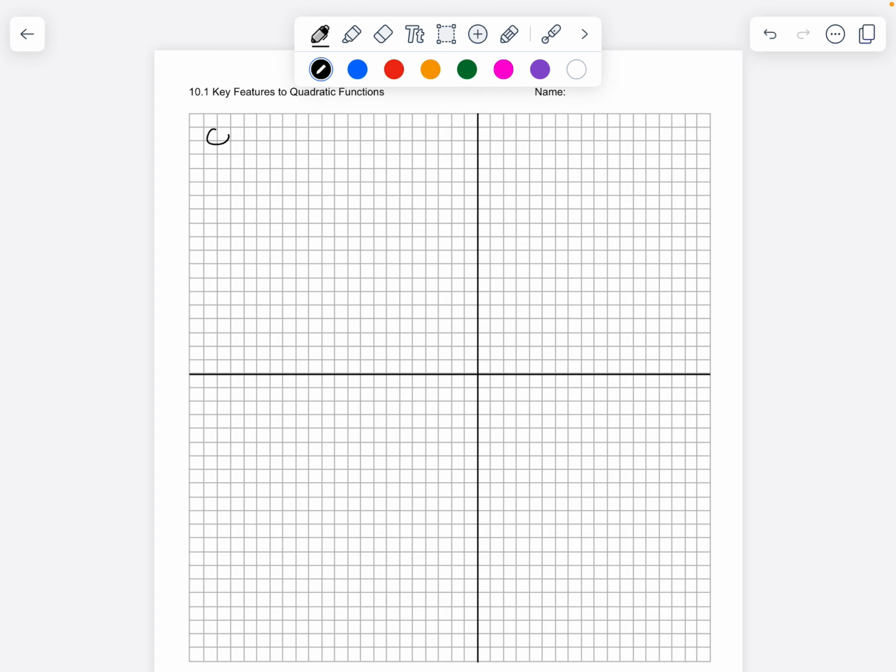So quadratic functions, first we are going to define as functions whose highest exponent is 2, or they have a degree of 2. So this would be when we are looking at the equation, we would have a degree of 2. Remember, degree means highest exponent.